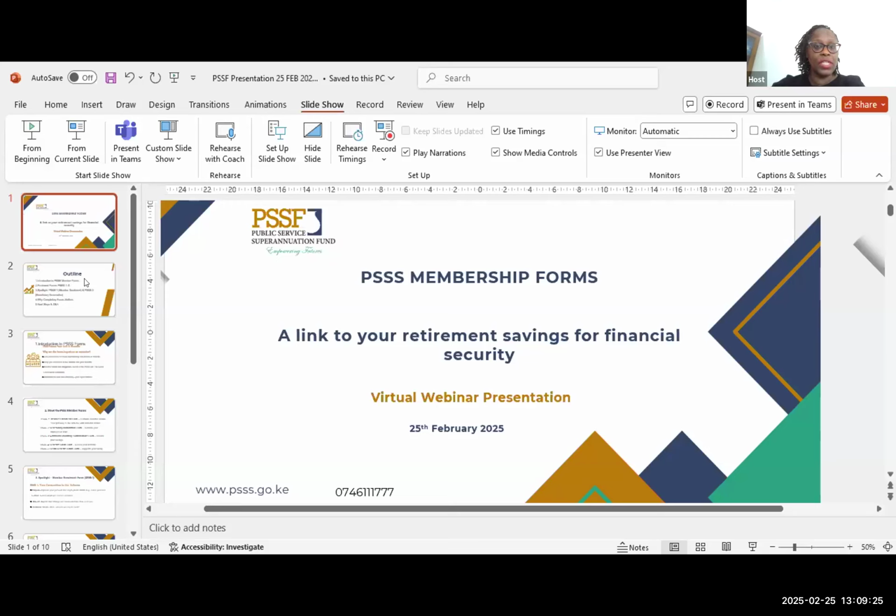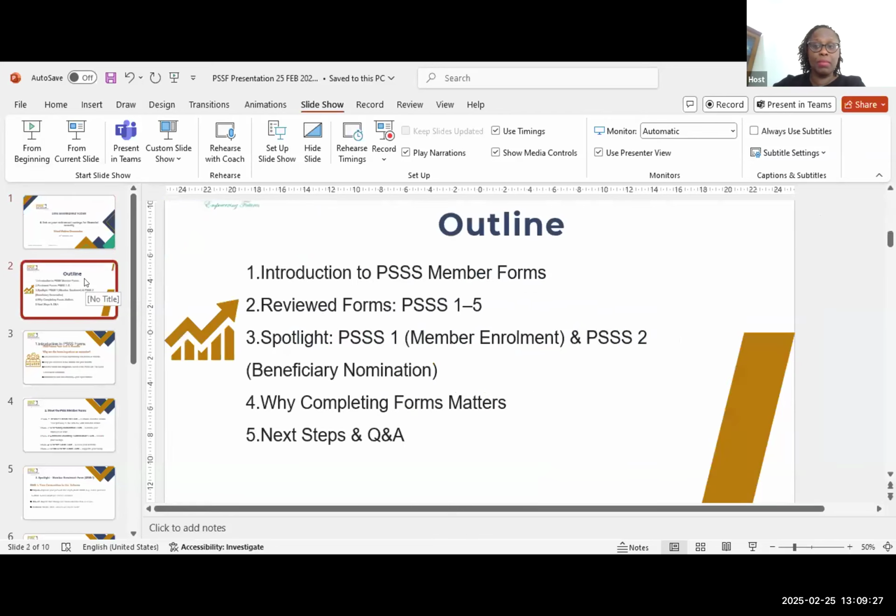What is the outline of this presentation? We are going to look at the member forms. There are 5 of them. We will take time to look at the spotlight forms, which are the PSSS1 and PSSS2, the member enrollment and the beneficiary nomination forms respectively, because these are the forms that enable us to update our beneficiaries.